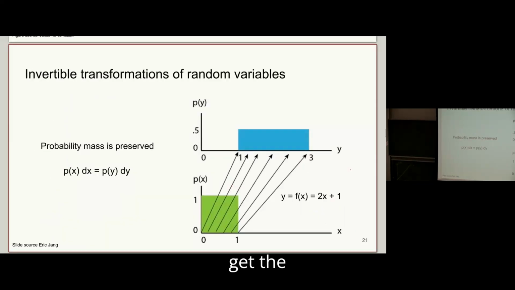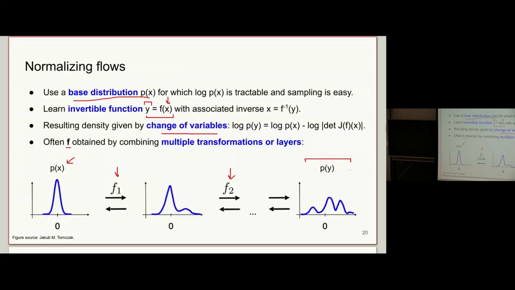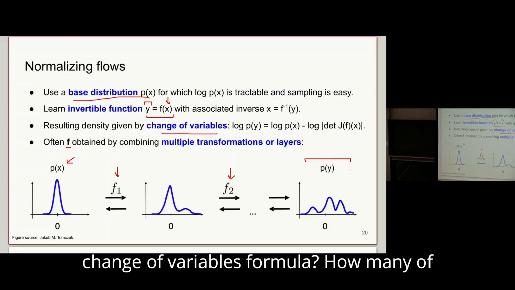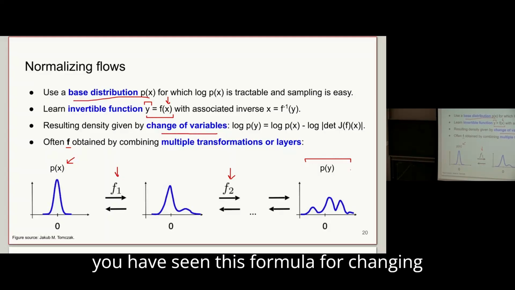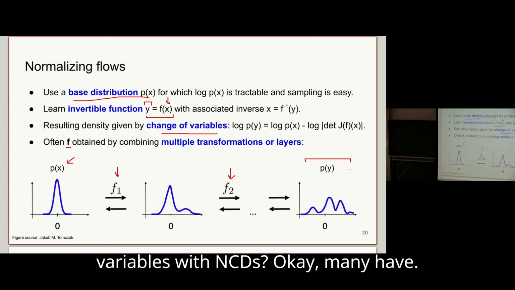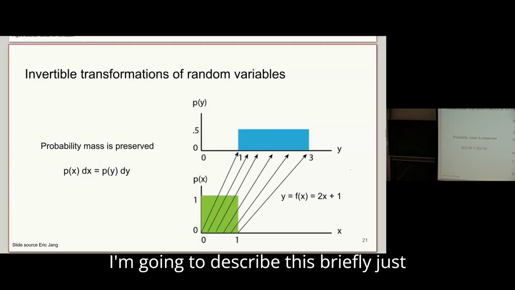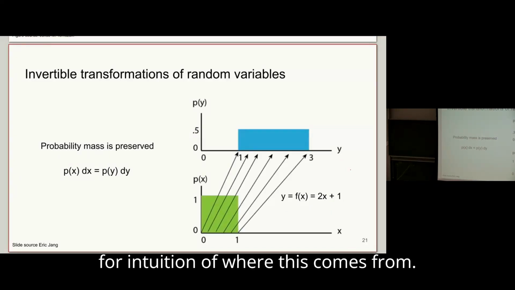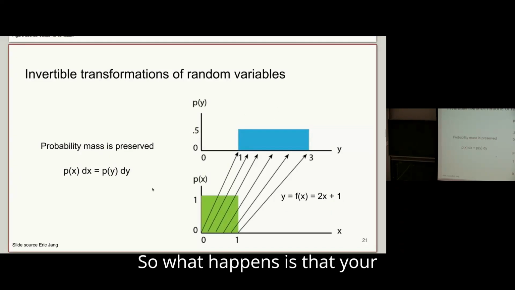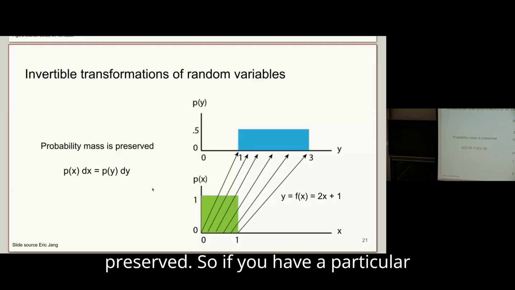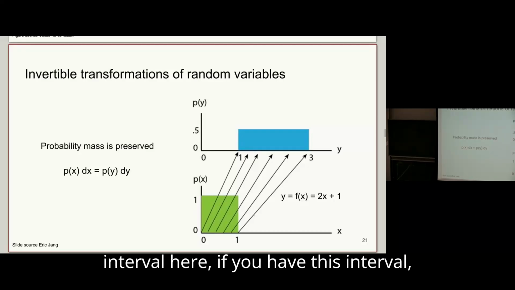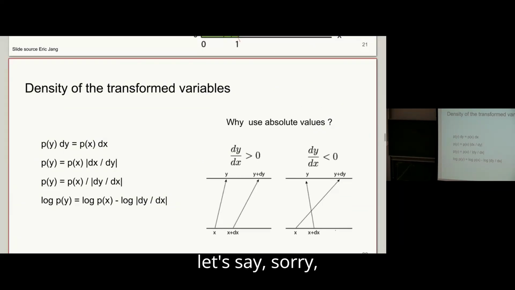So let's see how this works in practice. In particular, how do you get the change of variables formula? How many of you have seen this formula for changing variables with densities? Okay, many have. I'm going to describe this briefly just for intuition of where this comes from. So what happens is that your transformation is invertible, and obviously probability mass will be preserved. So if you have a particular interval here, if you have this interval, sorry.